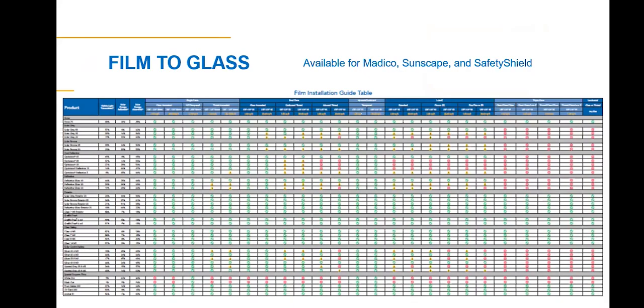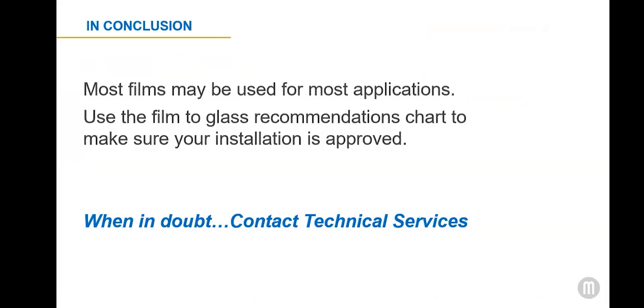Madico has 3 film to glass charts to assist you in choosing the correct film for the glass and windows that you encounter. The chart has the films to the left and then along the top, the various glass configurations. Approved window films show a green check. Films that require a film to glass application are indicated with an orange circle, and films that are not approved are shown with a red X. These are available digitally and they're also printed too. So in conclusion, most films may be used for most applications. When using the film to glass recommendation charts, make sure that your installation is approved. When in doubt, contact technical services and we're here to help you.